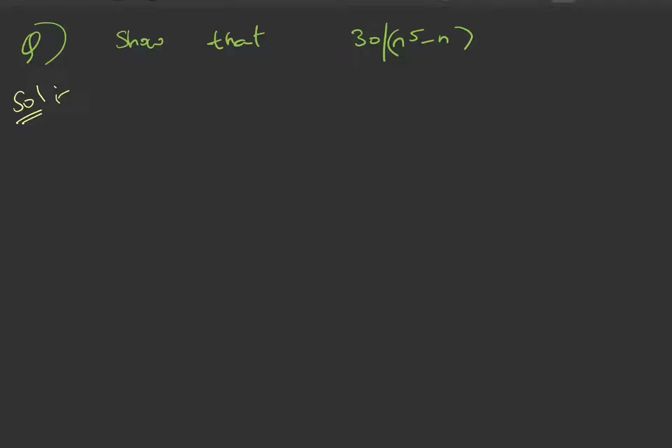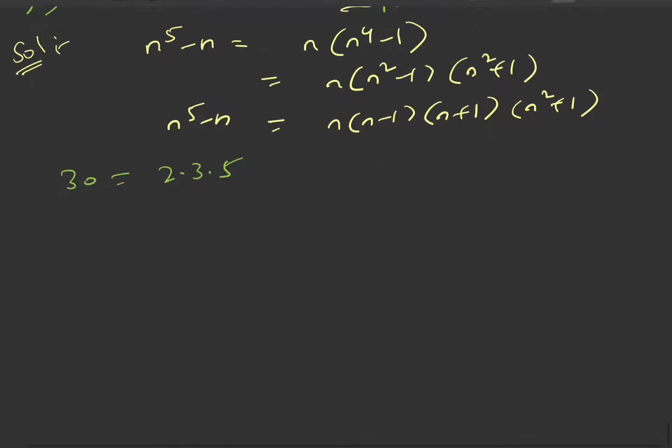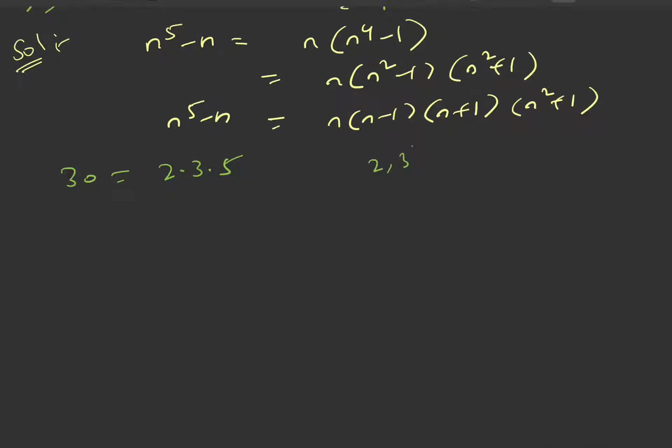See, first, the idea coming to my mind is to factorize n power 5 minus n. N is common, so this is n into (n power 4 minus 1), and this is (n square minus 1)(n square plus 1). So this is (n minus 1)(n plus 1)(n square plus 1). This is n power 5 minus n. Again, 30 is how much? 2 into 3 into 5, right? And you can see that the GCD of 2 and 3 is 1, of 3 and 5 is 1, and of 2 and 5 is also 1. So all these are mutually co-prime.